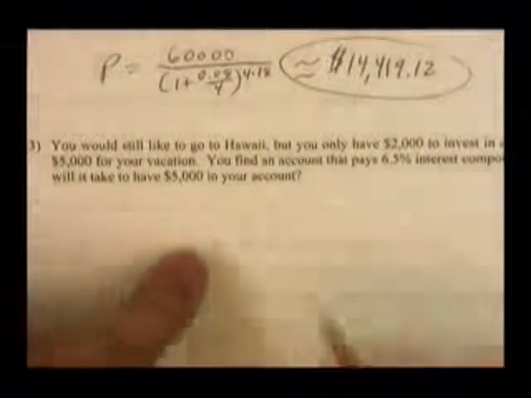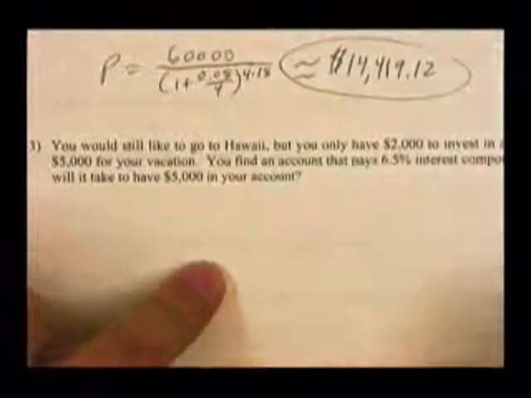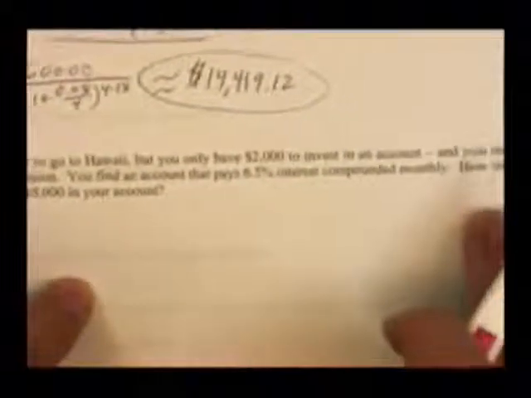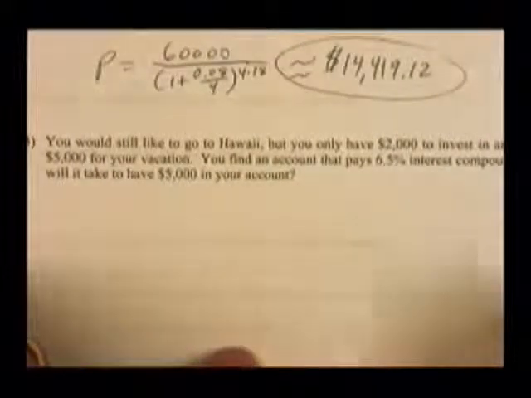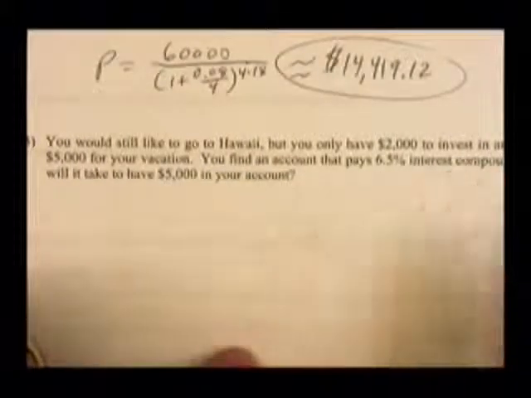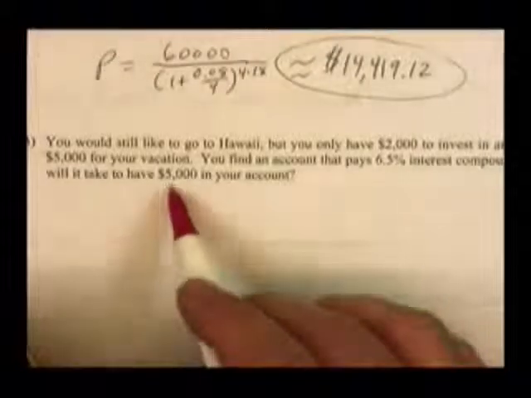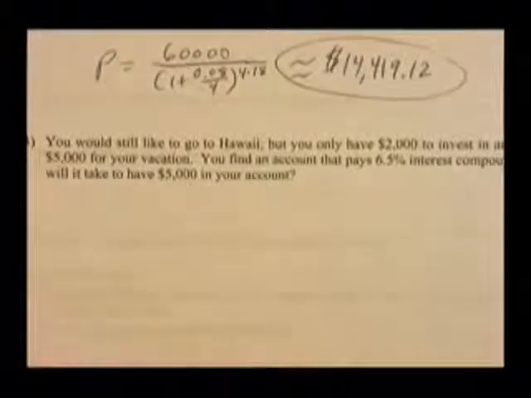Let's say you would still like to go to Hawaii, but you only have $2,000 to invest in an account, and you need $5,000 for your vacation. You find an account that pays 6.5% interest compounded monthly. How long will it take before you have $5,000 in your account?